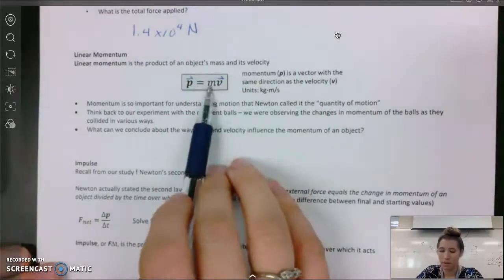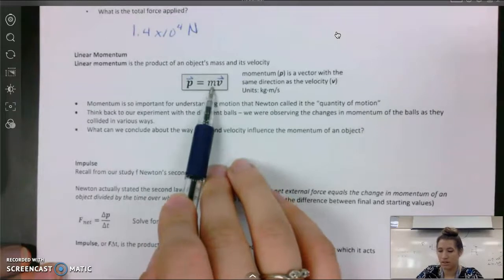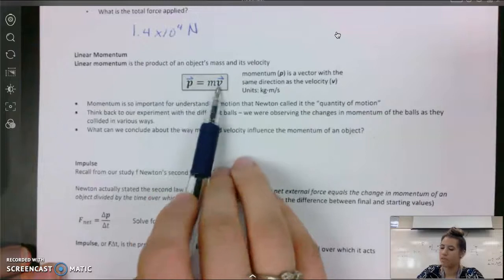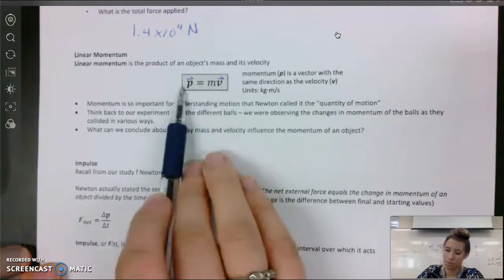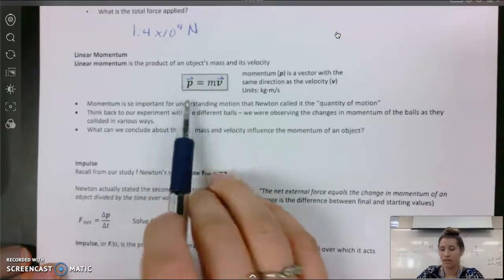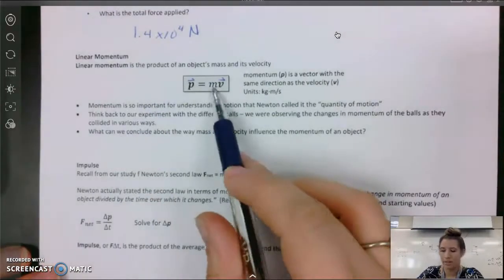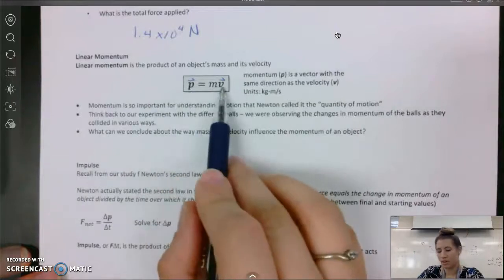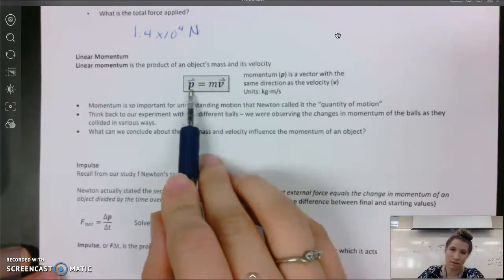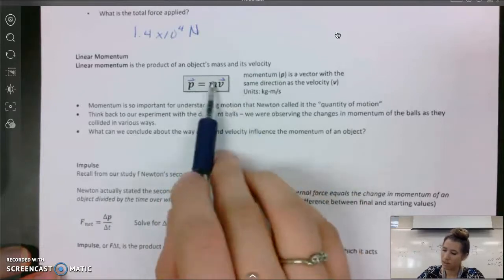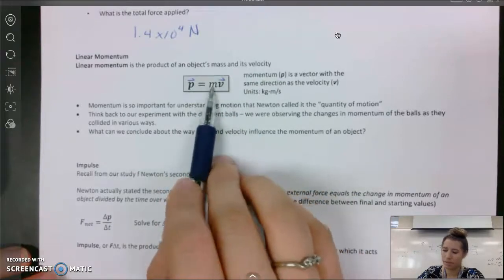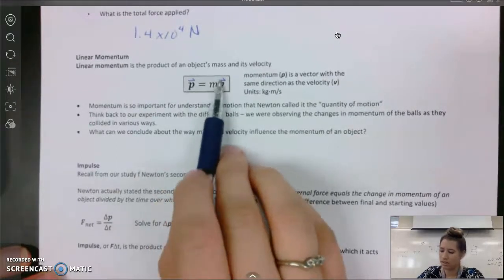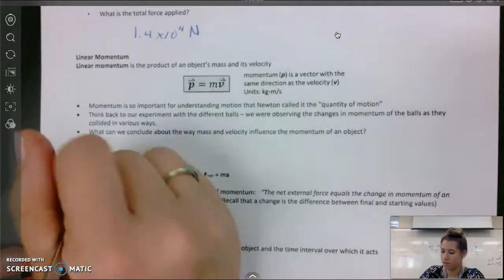If the mass increases, then the momentum increases, right? Or if the velocity increases, then the momentum increases. And then it goes the other direction as well. If the mass decreases, then the momentum decreases. And if the velocity decreases, then the momentum decreases. We can also look at an interaction between mass and velocity if the momentum stays the same. So, let's divide mass over.